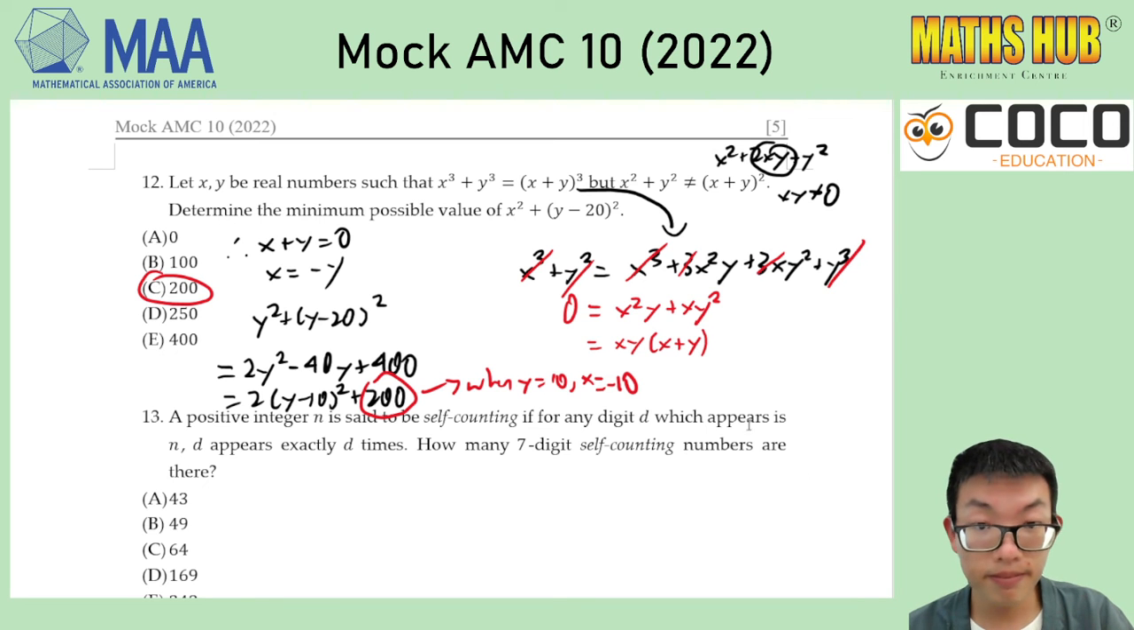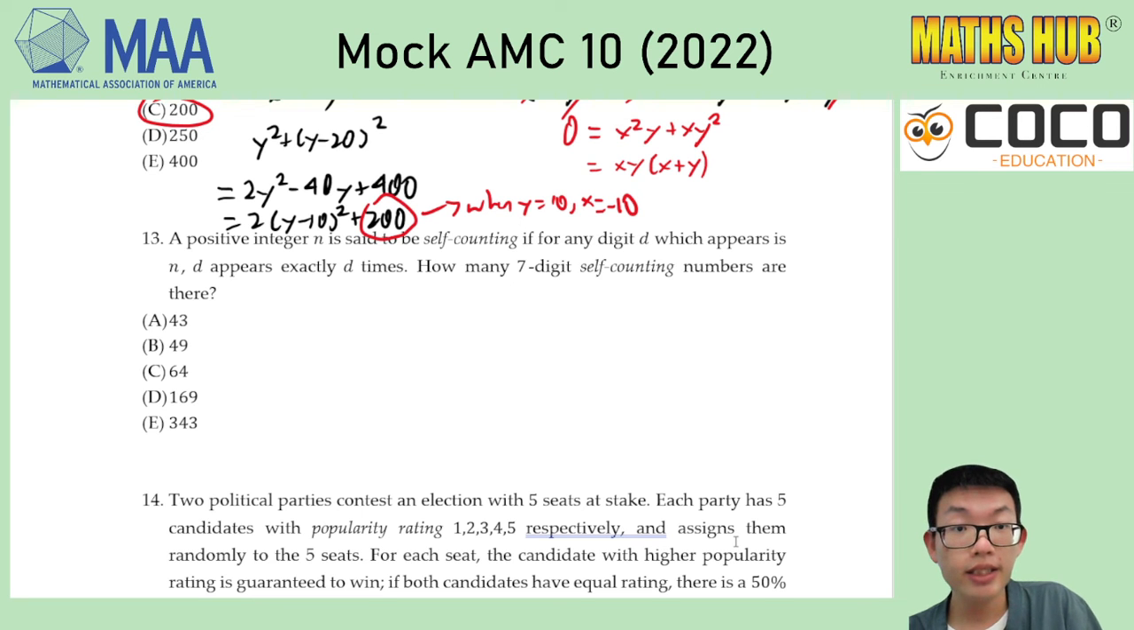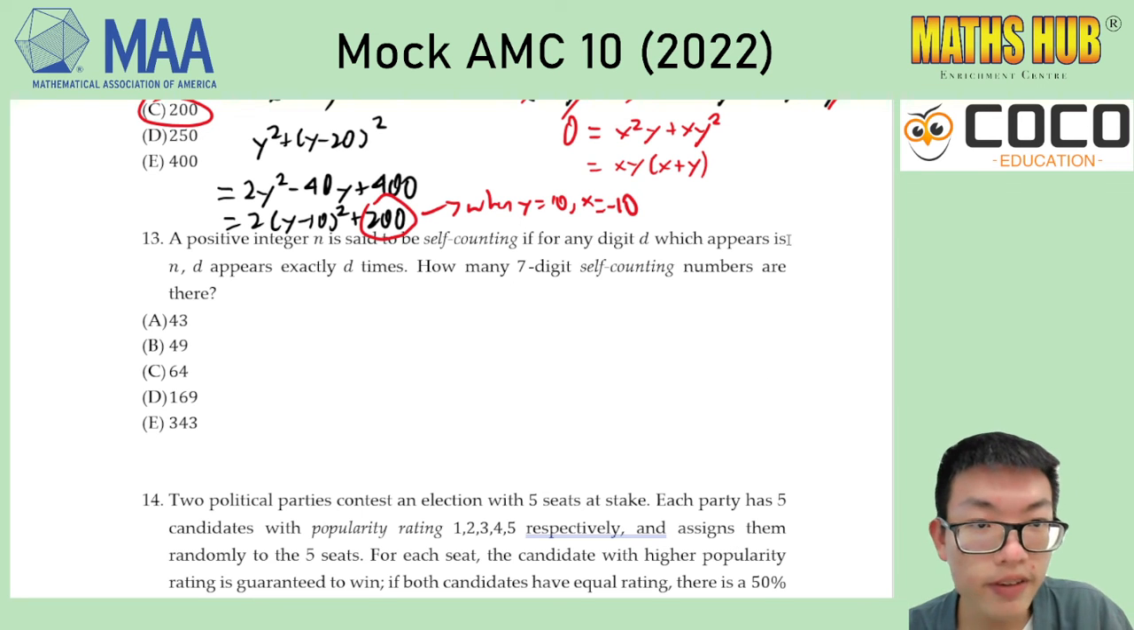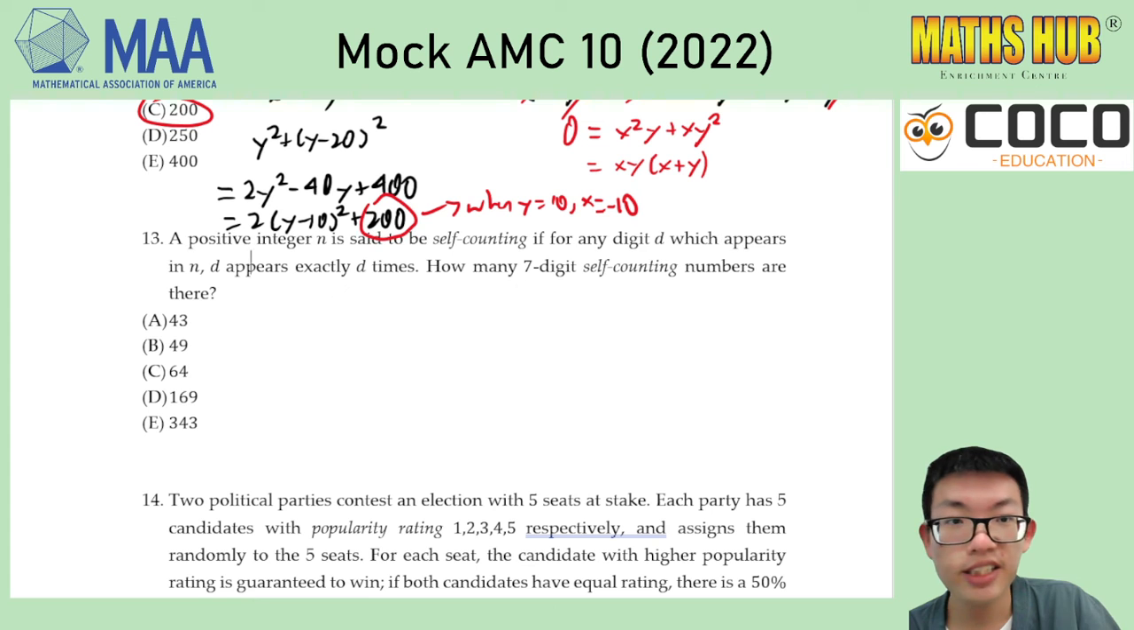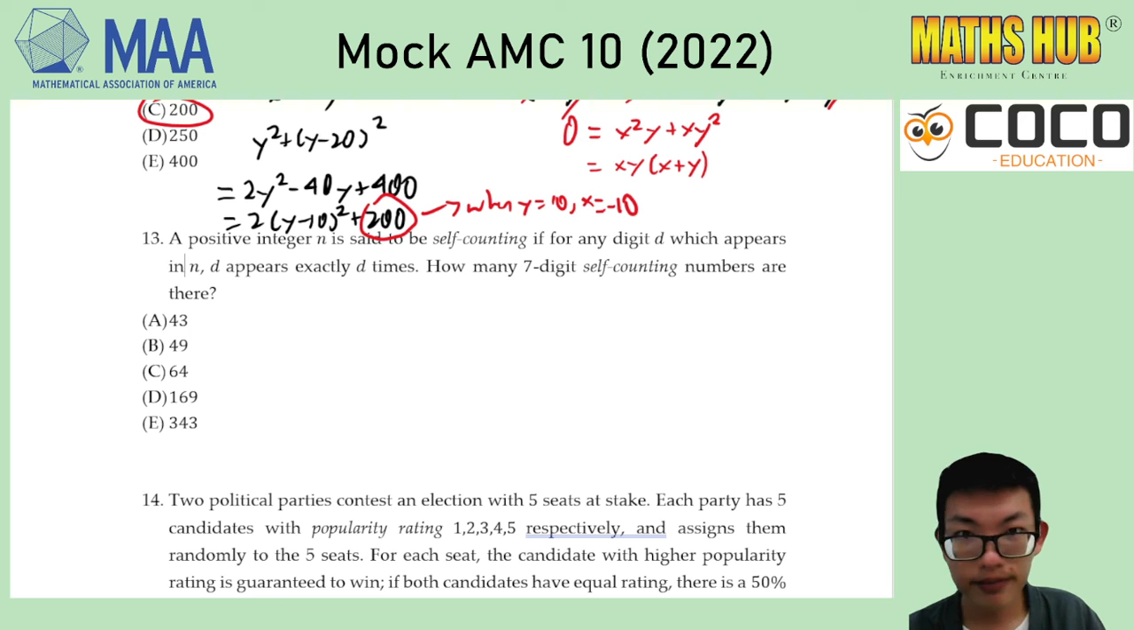Question 13. A positive integer n is said to be self-counting if for any digit d which appears in n, d appears exactly d times. Ooh, spelling error. Okay, I will change this in the one in the description. How many 7-digit self-counting numbers are there?